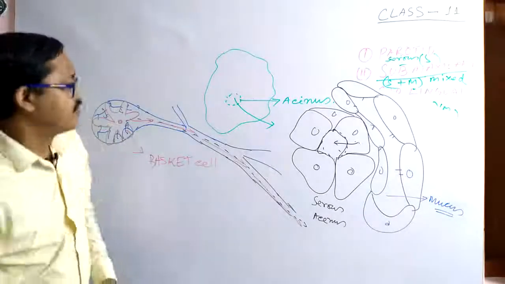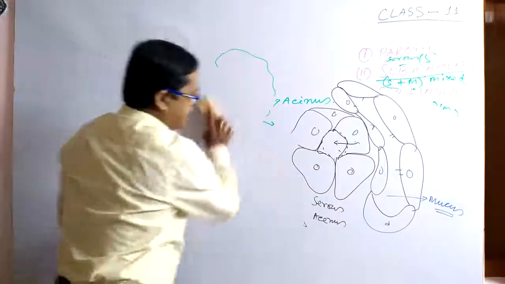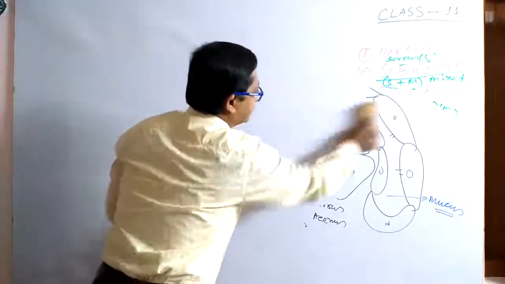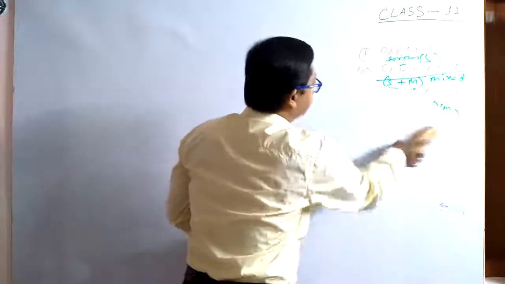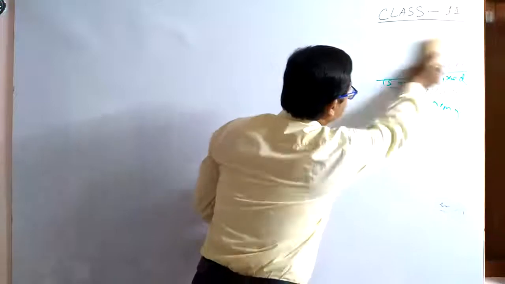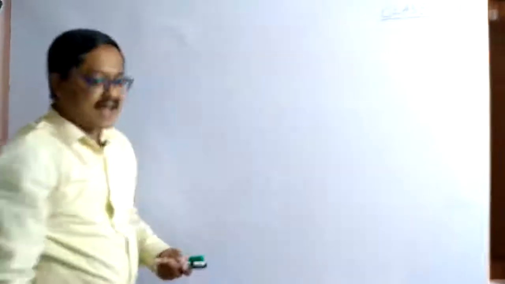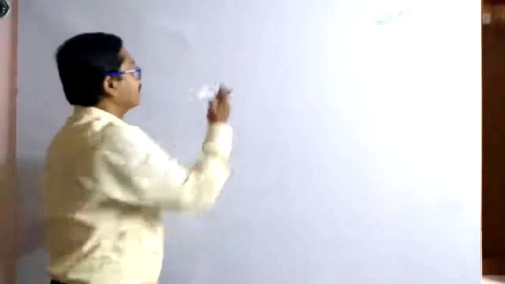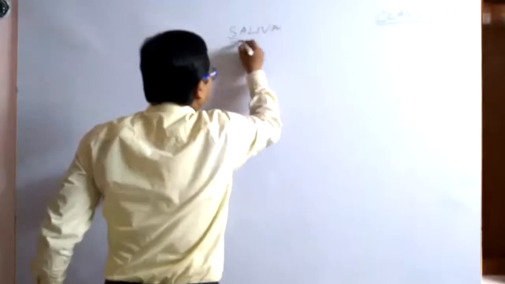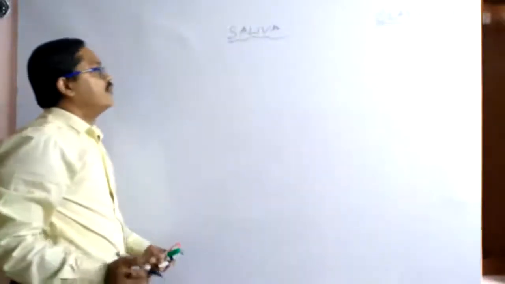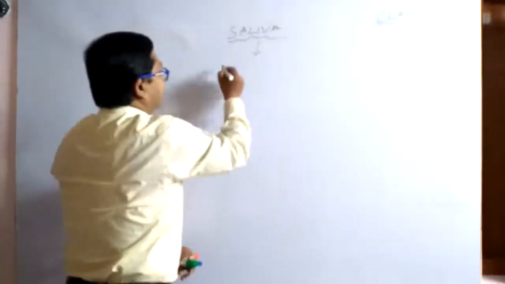Okay students, now we shall discuss the composition of saliva and its function. What is saliva? Saliva is a mucus and enzyme rich fluid secretory product of these three glands. Saliva is a fluid, and the main component of saliva is water.